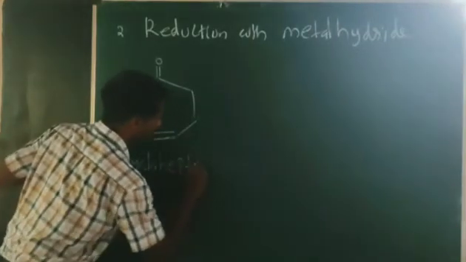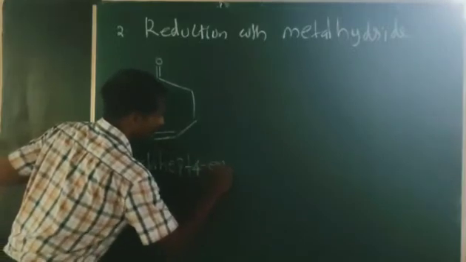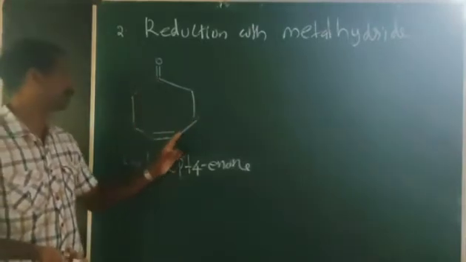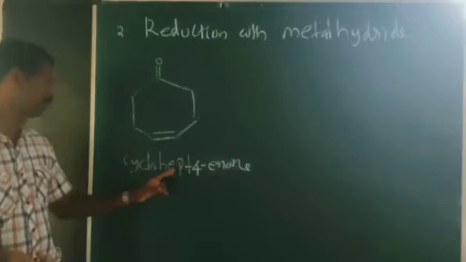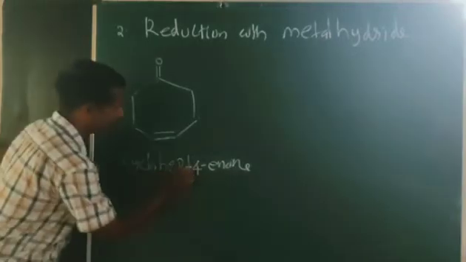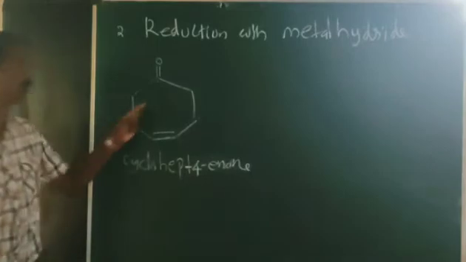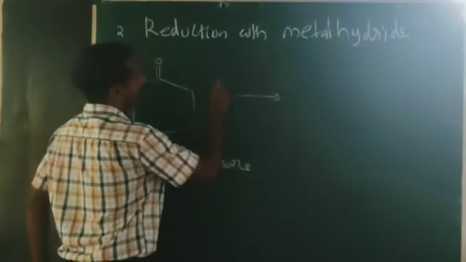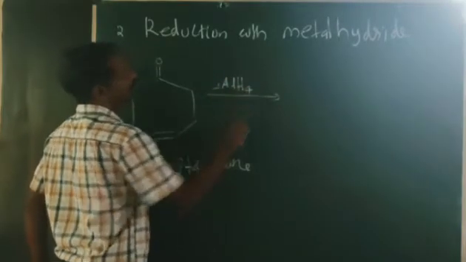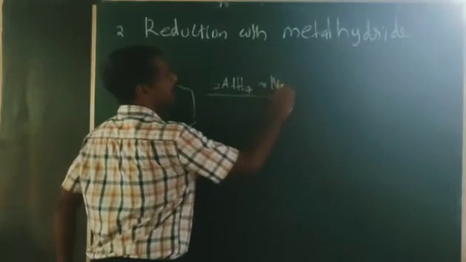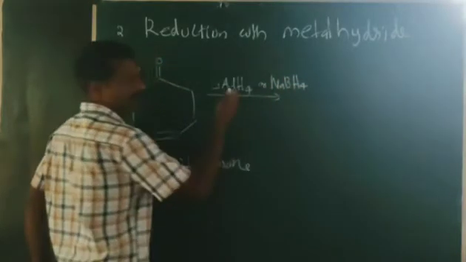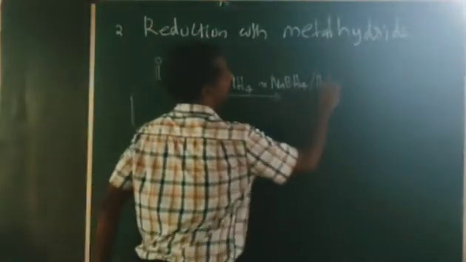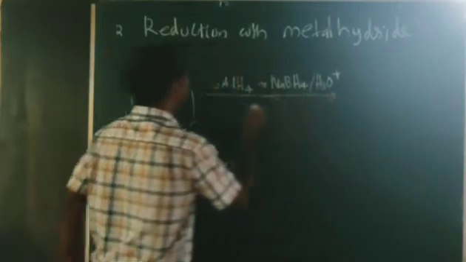The actual compound name is cyclohept-4-enone, which means the double bond is at the fourth position. Cycloheptanone, 4-enone, is reduced first with LiAlH4, or you can use NaBH4, with THF or methanol, followed by H3O+.